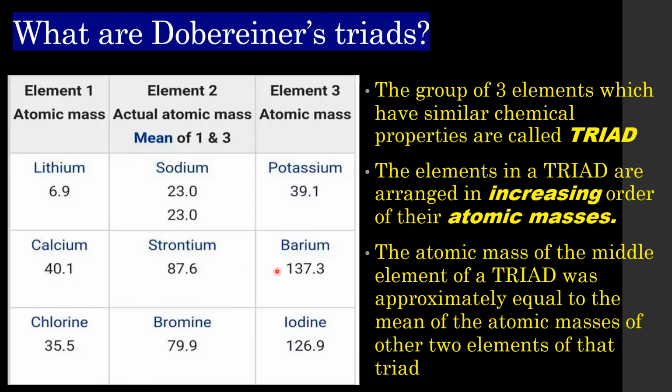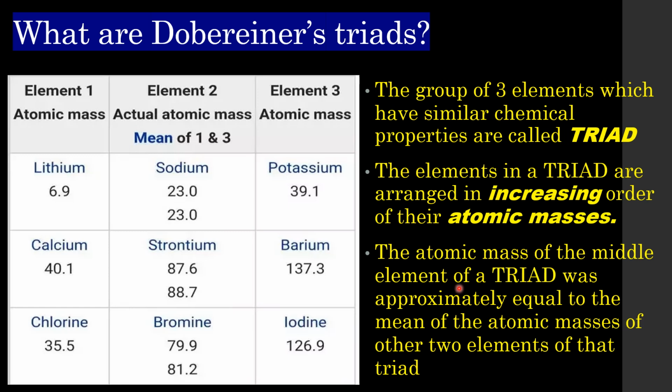But when you check for the second triad, you will get 88.7. That's why he said approximately equal, not exactly equal. Exact value is 87.6, but you are getting 88.7. Fine, approximately. Again, for the third one, bromine, when you calculate from chlorine and iodine divided by 2, you will get 81.2, which actually should be 80. So this is approximately equal.